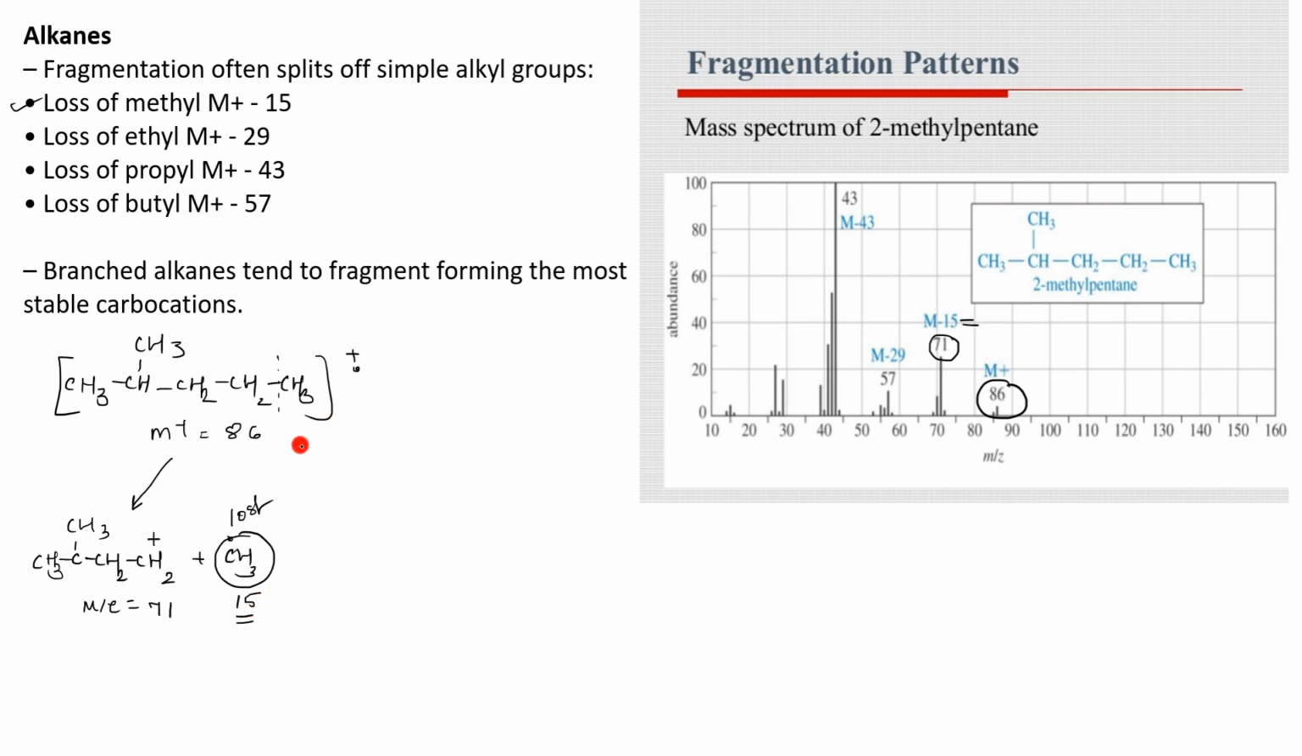Now this is one pattern. Another possible pattern could be this. Branched alkanes tend to fragment, forming the most stable carbocation. We have first lost the methyl. Now let's say ethyl is lost. So this is your ethyl. In another pattern, ethyl is lost, so whatever is left, just write it down. And this CH2 CH3 radical will be formed. The m/e value of this is 57, and the mass of this is 29.